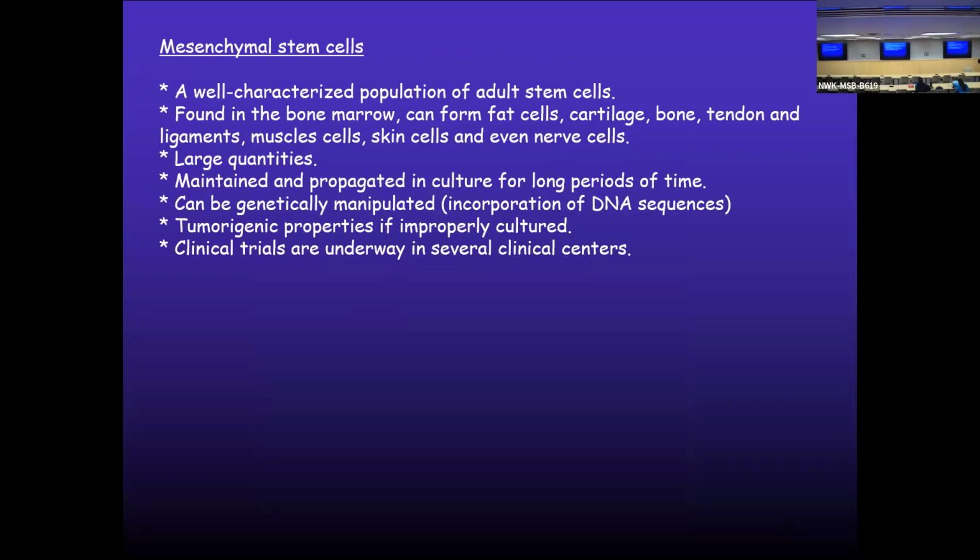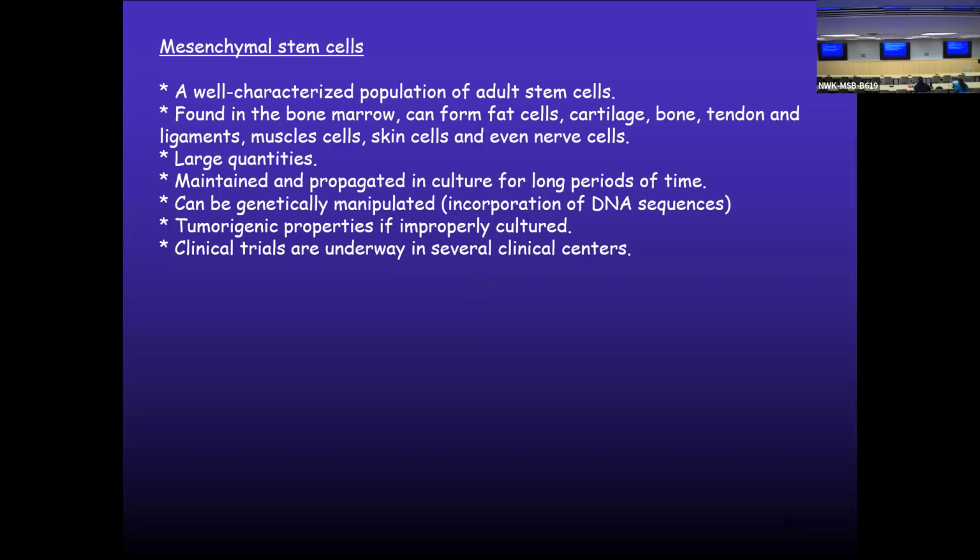All right, a little bit about mesenchymal stem cells. It is a well-characterized population of adult stem cells found in the bone marrow too, as I mentioned. They can form fat cells, cartilage, bone, tendon, ligaments, muscle cells, skin cells, and they're even a little more flexible. They can make nerve cells. Okay, so these are the mesenchymal stem cells. Very versatile.